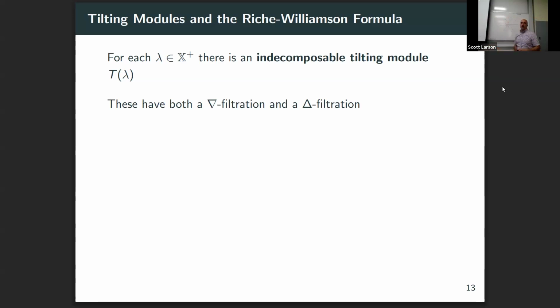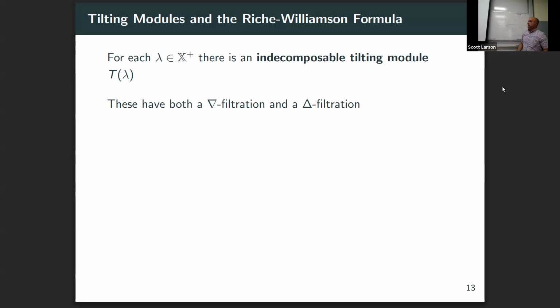Shortly after Geordie's counterexamples, Geordie and Simone Riche proposed a character formula for tilting modules. And what is a tilting module, just very quickly? For every dominant weight lambda, we had at least 3 indecomposable modules of highest weight lambda so far: the simple, the standard and the co-standard module. And now we have this new thing, the tilting module, a module that can be filtered in 2 different ways. It has a filtration with factors that are nablas and a filtration with factors that are deltas. And I've completely skipped over interesting Ext vanishing properties of these modules, which make the tilting modules extremely interesting.